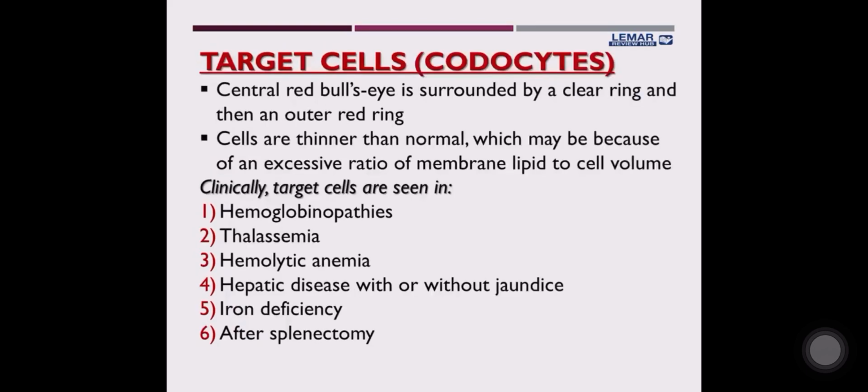Target cell or codocyte. The cells are thinner than normal, which may be because of an excessive ratio of membrane lipid to cell volume. Target cells, Mexican hat cells, or bullseye red cells are seen in hemoglobinopathies, thalassemia, hemolytic anemia, hepatic disease with or without jaundice, iron deficiency, and after splenectomy. If there is one thing to remember, target cells are most characteristic of hemoglobinopathies and thalassemias.